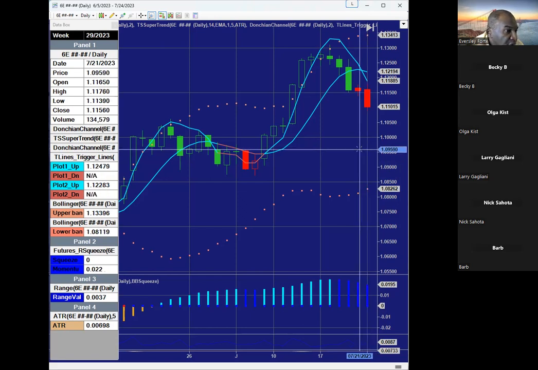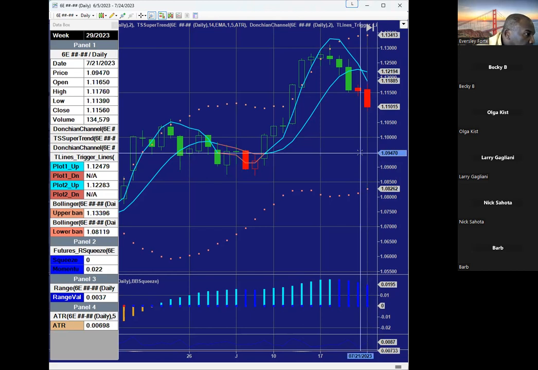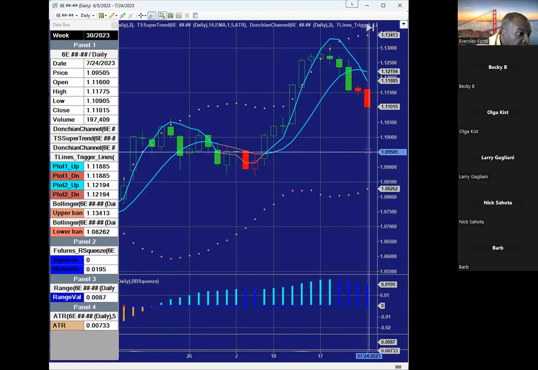So for anyone out there, this high is 1.1176. This is 1.1177. So this high is the highest in these two days. What is 10 ticks above this high? Anyone? Feel free to say it or type it in. Remember, we're looking at four decimal places only, not the fifth. We're dealing with four decimal places.